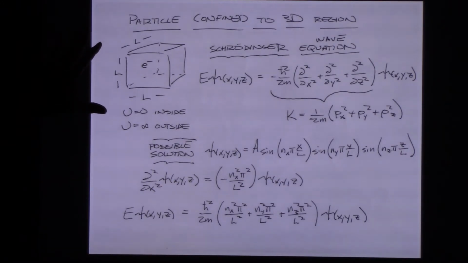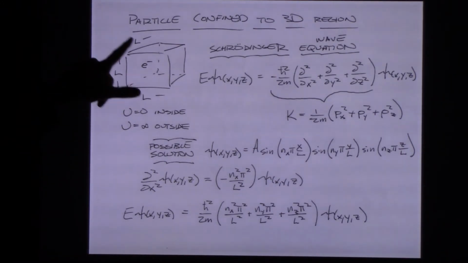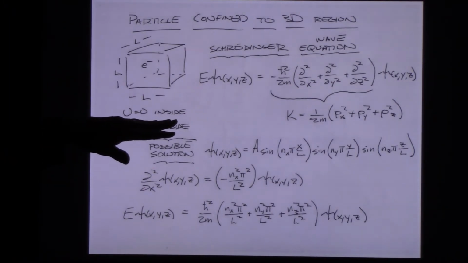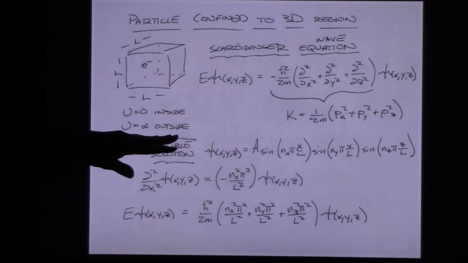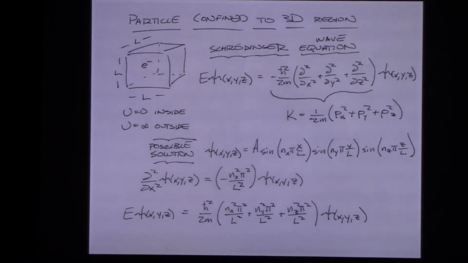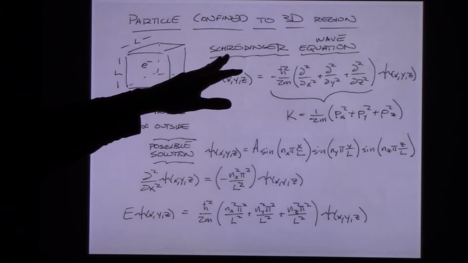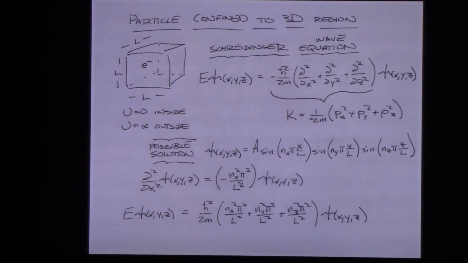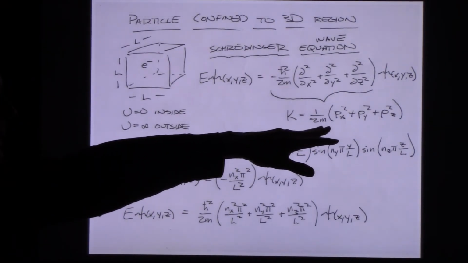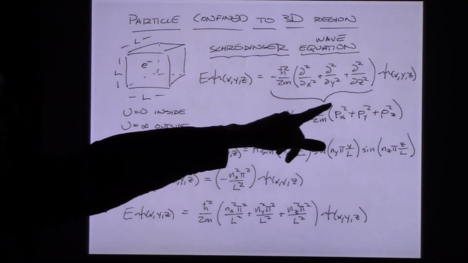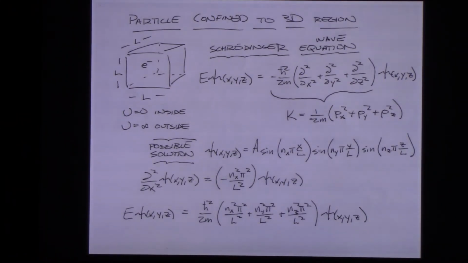So anyway, I drew a three-dimensional region. I kept it as simple as possible. I made it a cube, with sides that are L. I had the potential energy inside set to 0 and the potential energy outside set to infinity. So it really is a particle confined to a region, and it's three-dimensional, so much more realistic. In the Schrodinger equation, I can drop the potential energy term, but my kinetic energy term can't just be written as px over 2m, I have to write it in terms of px, py, and pz components.